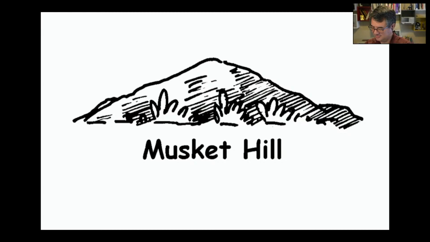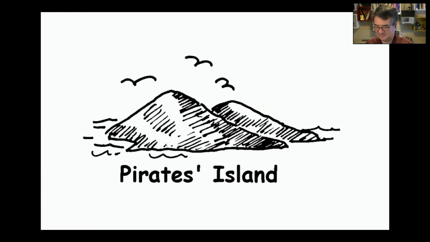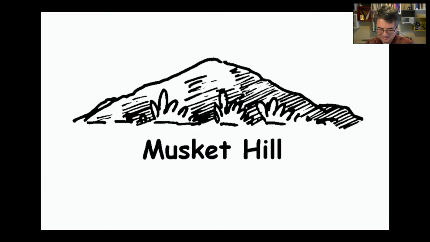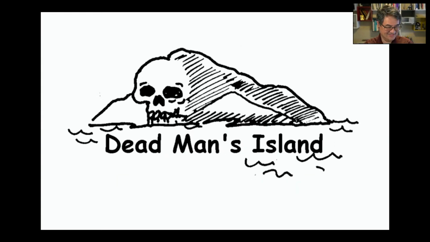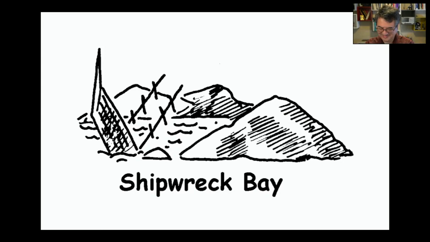All right, where do we go from here? Let's just go A from Musket Hill. Oh, you end up back on Pirates Island. Okay, so B. B from Pirates Island? Yep. Back to Musket Hill. And B again on Musket Hill takes you to Mutineers Island. B on Mutineers, Dead Man's Island. B again, Shipwreck Bay. B again.